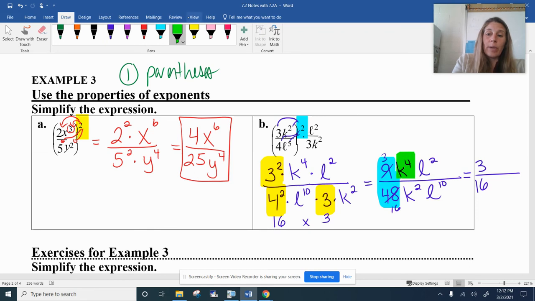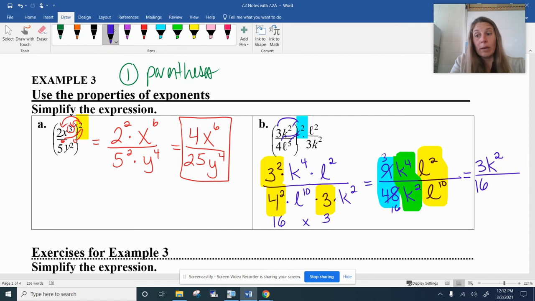Okay, then look at our k's. Now this is where we can go back to that subtraction piece that we did at the beginning of the lesson. If we have 4 k's on top and 2 on the bottom, 4 minus 2 leaves us with 2, and they're going to be on the top because that's where there were more. And then with the L's, we have 10 L's on the bottom and only 2 on the top, so 10 minus 2 is 8, but they're going to go on the bottom because there were more.